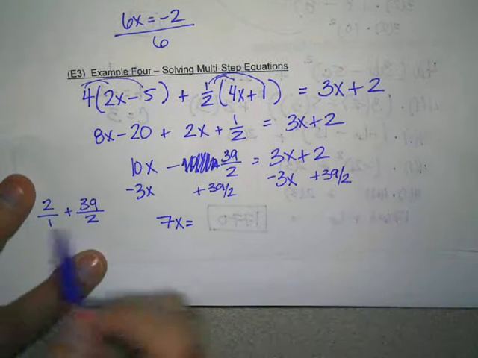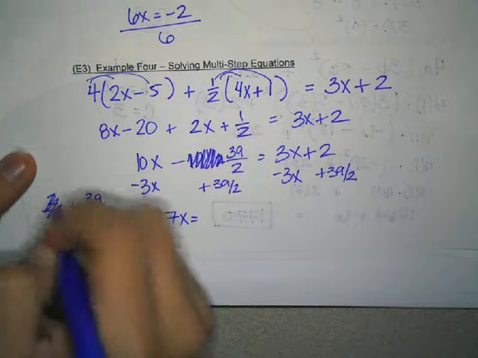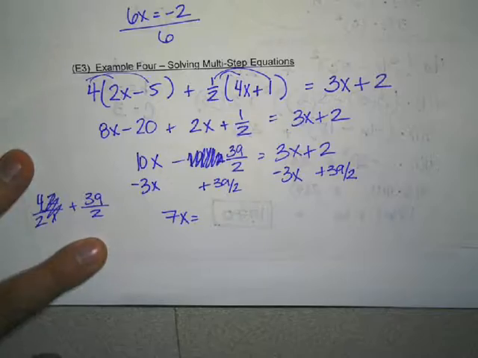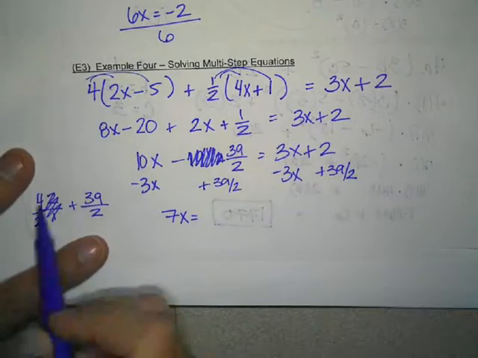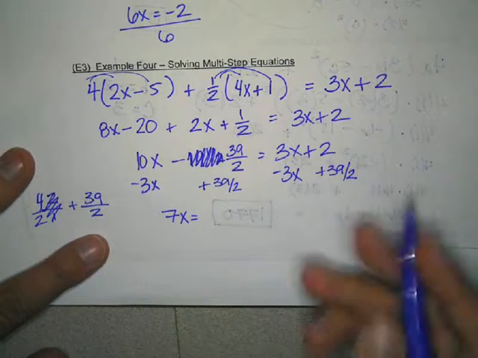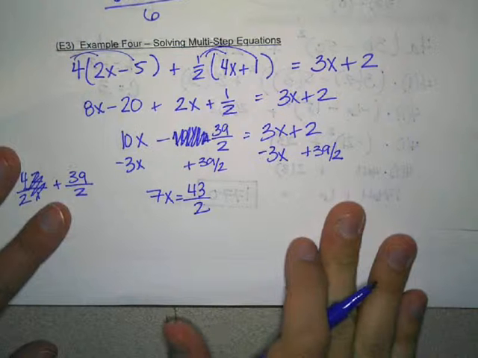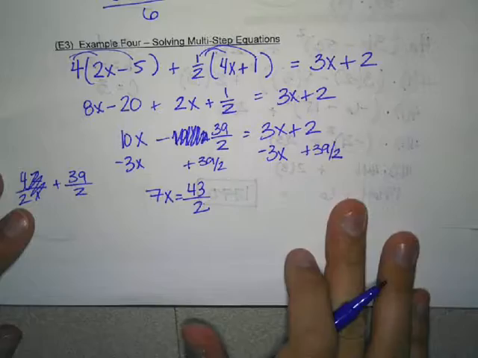To do this mathematically and keep it as a fraction, we have to get common denominators, which means this becomes 4 over 2, because you just multiply the top and the bottom by 2. Is 4 over 2 still 2? Yes. We're not changing the value. You cannot add fractions and change values. You just change the way that it looks. So 4 over 2. So 4 plus 39 gives me 43. Okay. So 2 plus 39 halves gives me 43 halves.